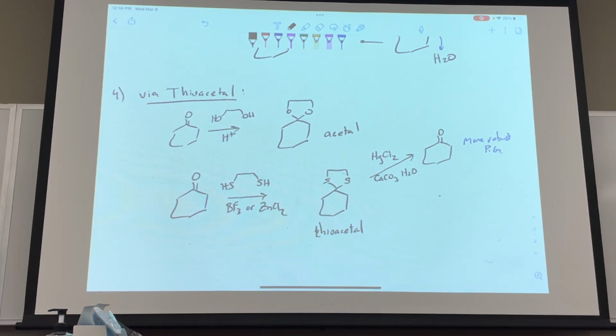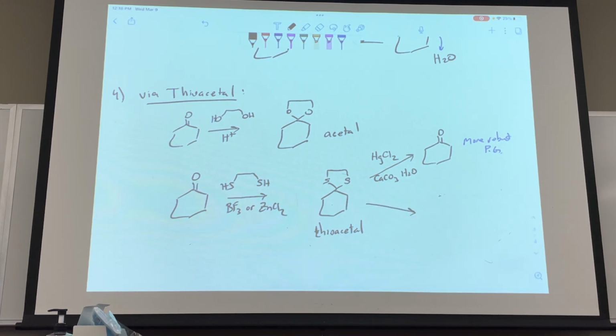So because these thioacetals are removed with mercury, you're not going to ever accidentally remove the thioacetal, right? I mean, how often are you adding mercury salts to your reactions? Hopefully not very often. It's not very good for you. So they're a much more robust protecting group. You're not going to get rid of it on accident.